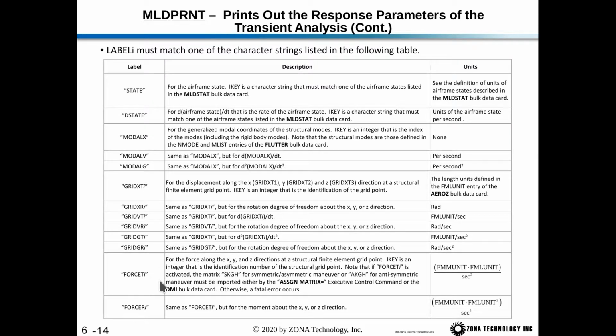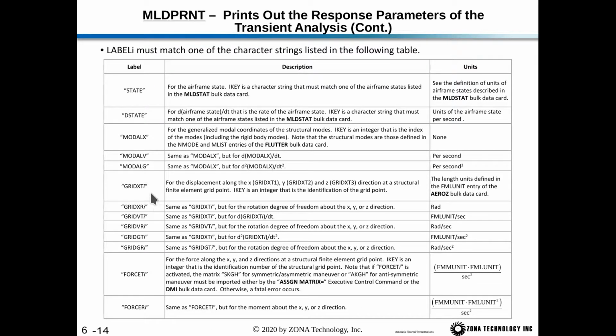Next we have force T, force T1, force T2, force T3. This is for the force along the X, Y, or Z direction of the structural finite element grid. And note the force needs the KGH matrix, so this can be imported. Remember, you can use the assign matrix to assign the KGH, the MGH, or the MGG. And ZAERO, if you import MGG or MGH, ZAERO will compute KGH for you. So T is the force, and then force R is the moment force of a grid.